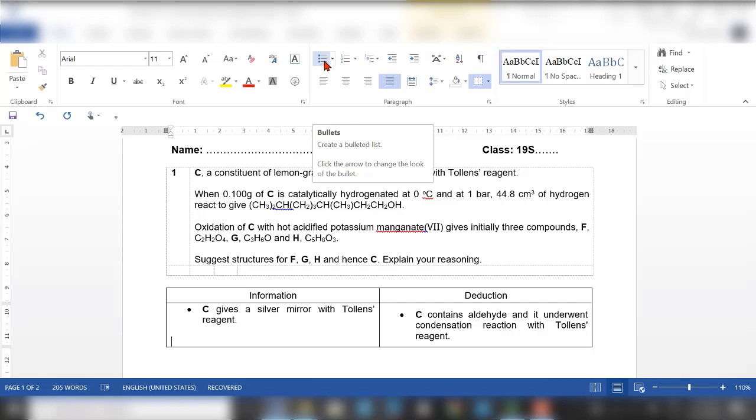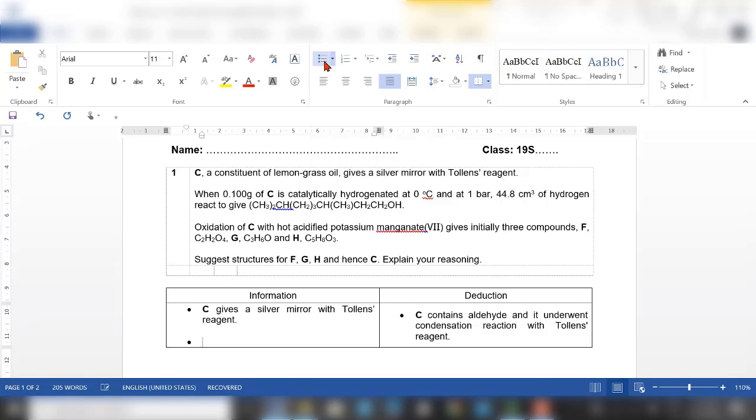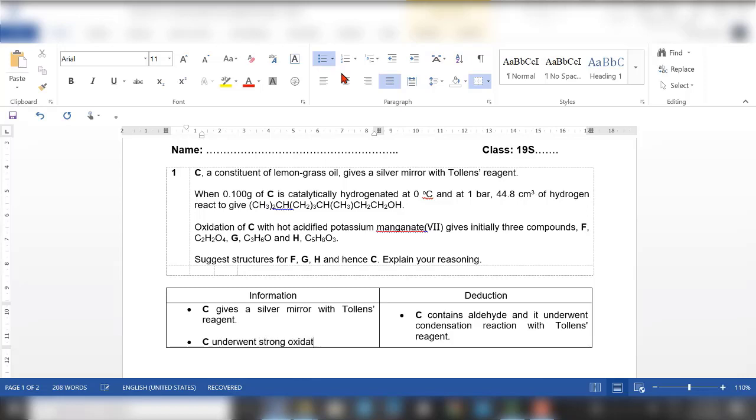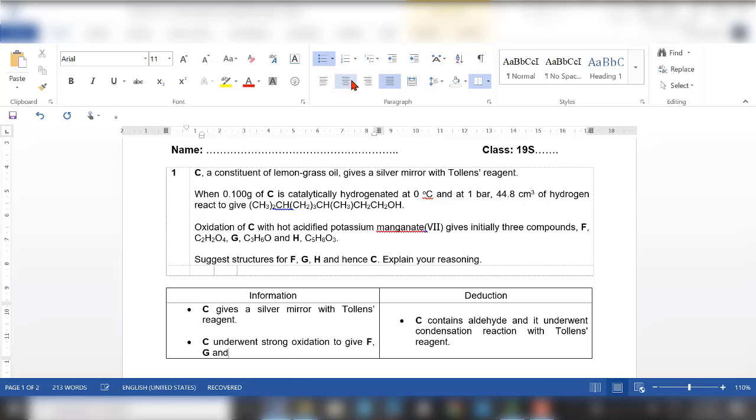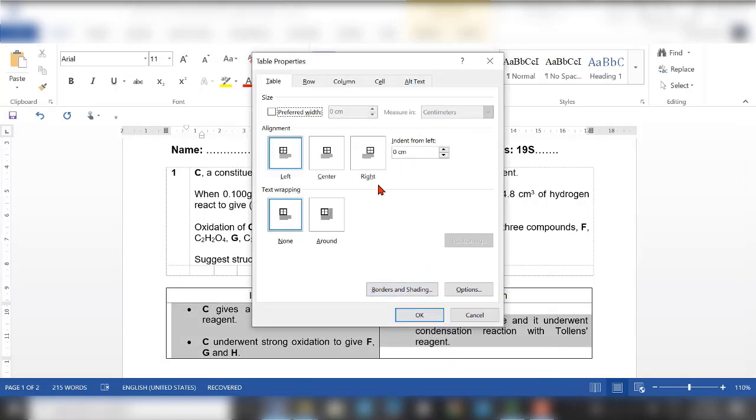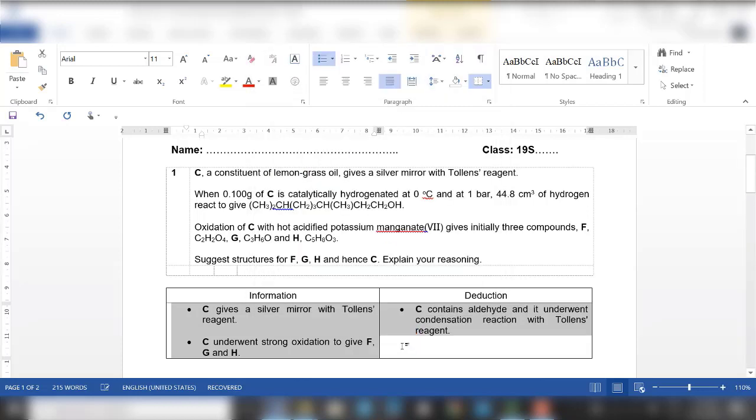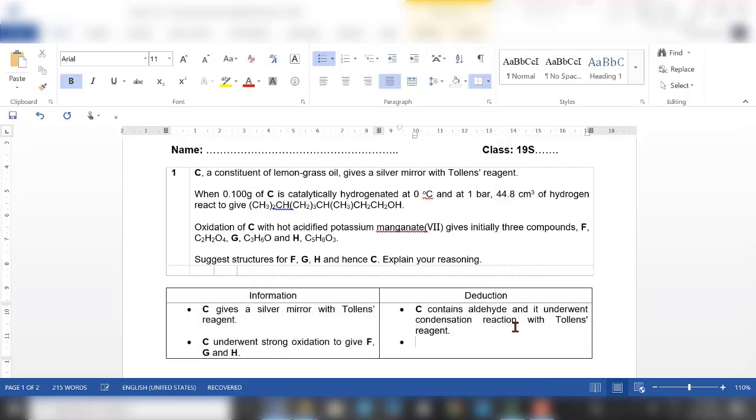And then for the third piece of information, I think it's really important because it tells you that C underwent strong oxidation, okay, to give F, G, and H. Okay, so you get 3 compounds here. Let me just adjust this a little bit so that it wouldn't get so confusing. Okay, so it gives you 3 compounds.